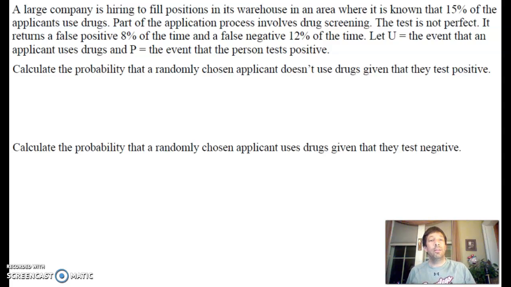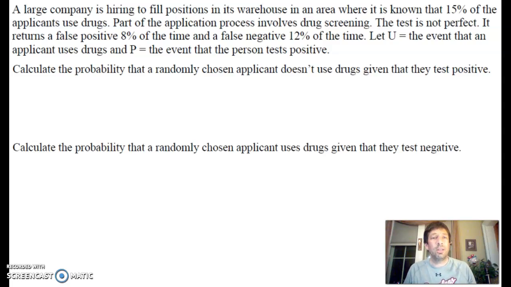Hey gang, this last type of probability that I want to talk about with you is kind of a tricky one. It's conditional probability, sometimes known as Bayes' theorem. We're going to be looking at this in the context of a drug situation, where you've got an employer who wants to test their employees for drugs.